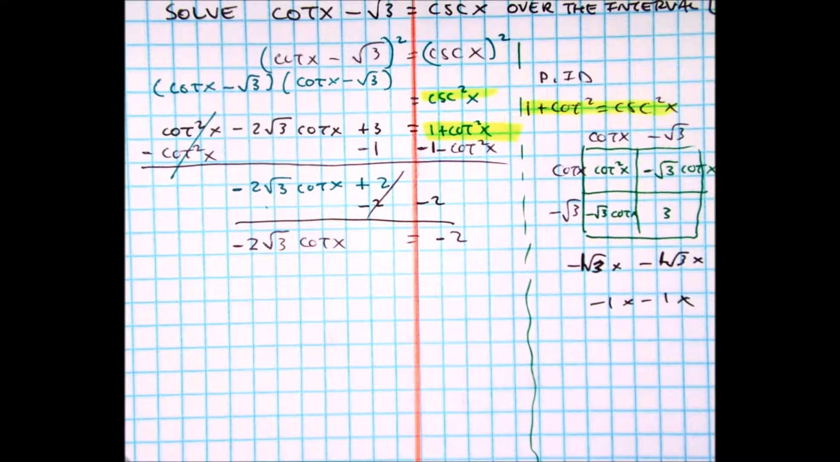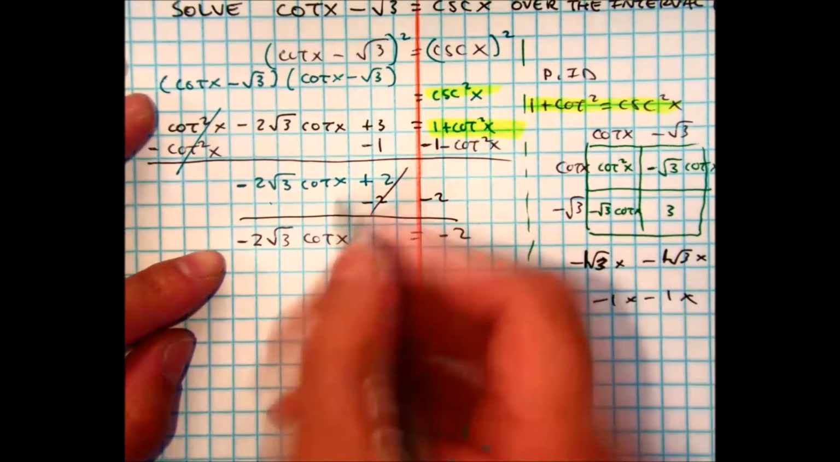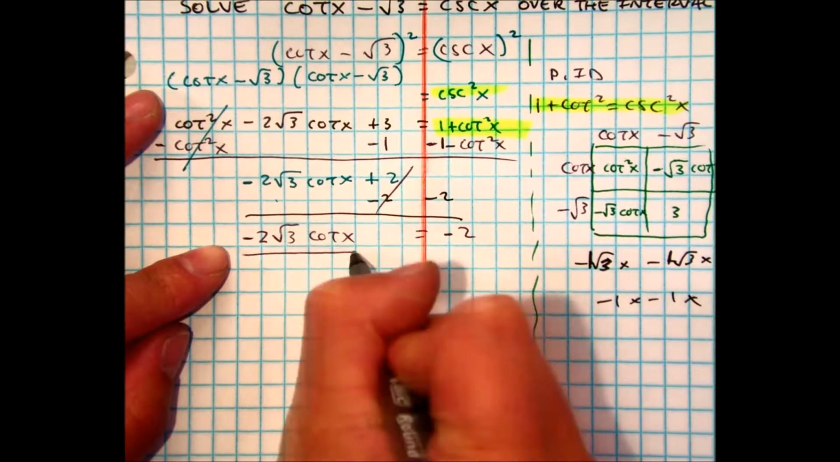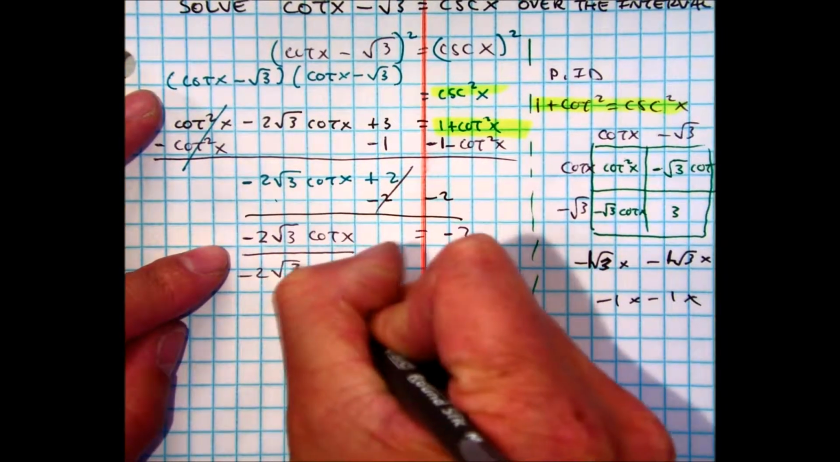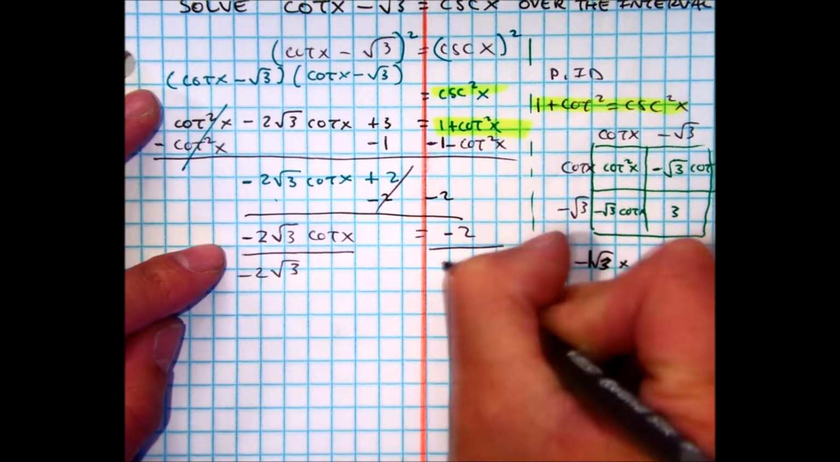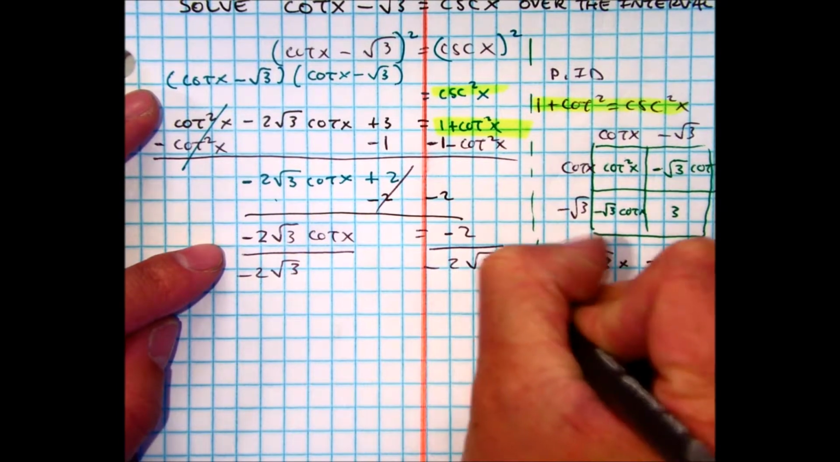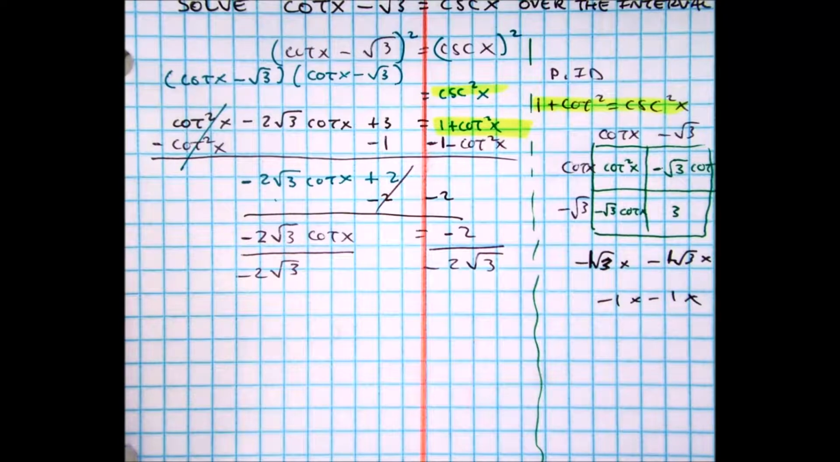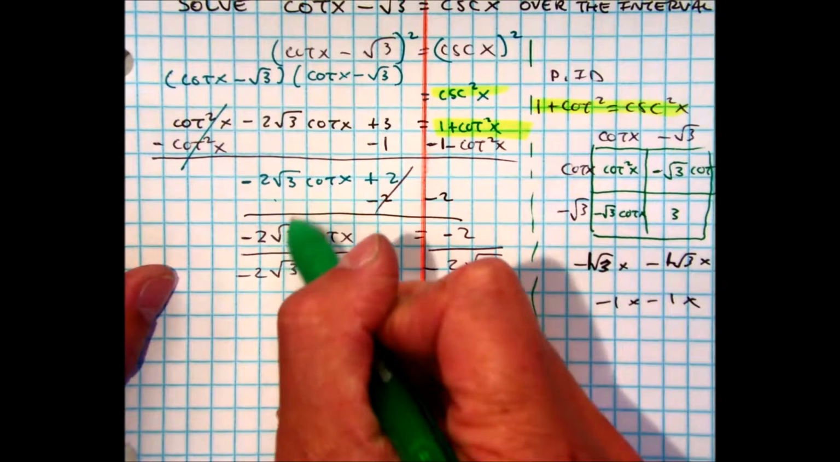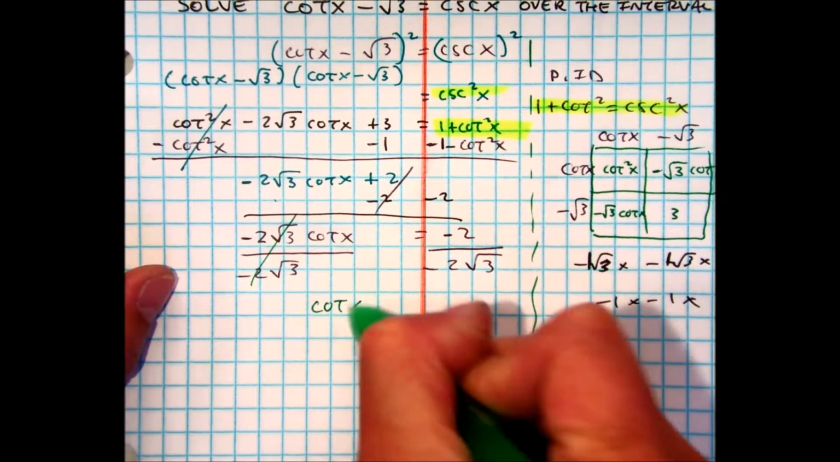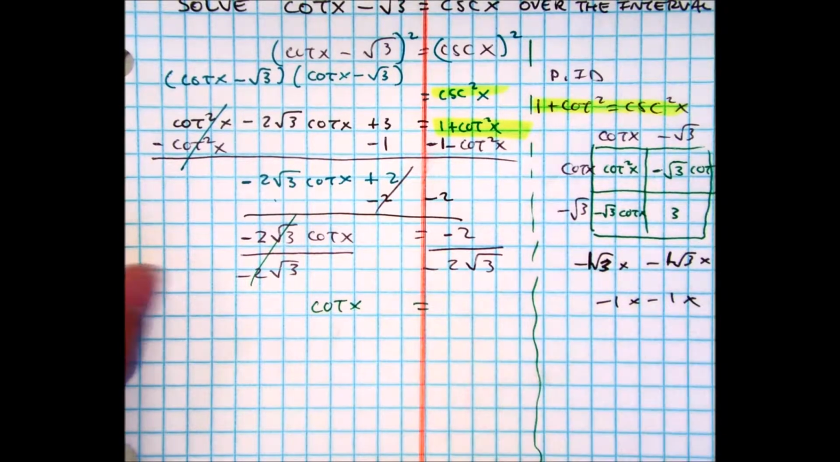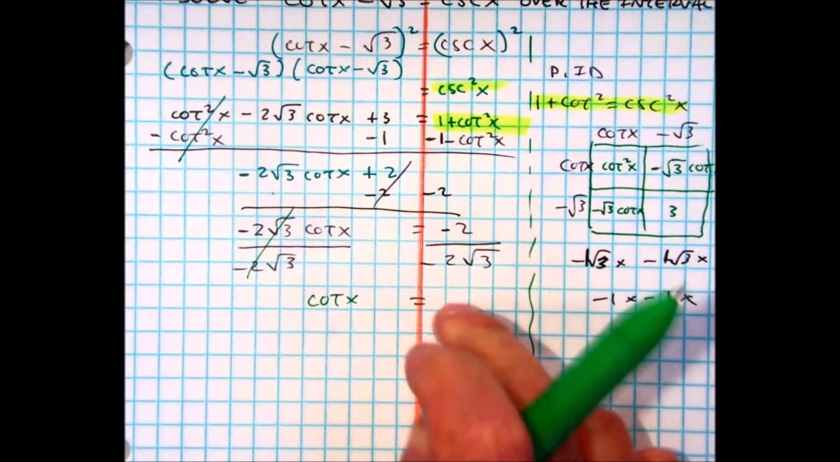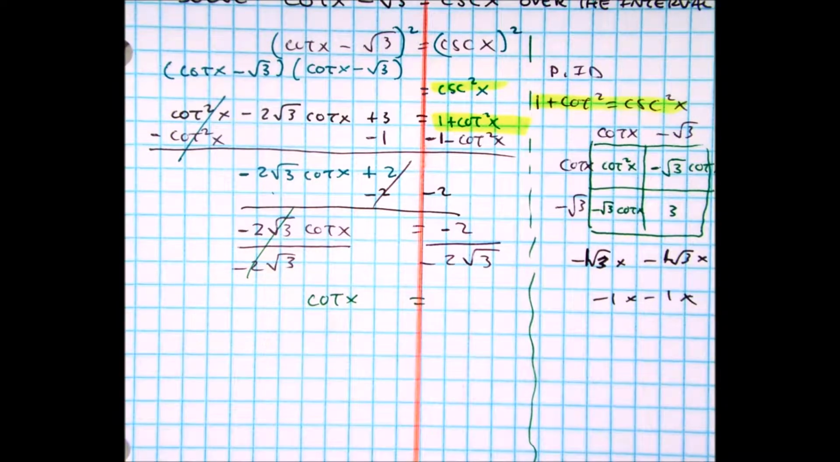Alright, so in this problem, now I'm trying to solve for x. So I'm going to divide both sides by negative 2 radical 3. These will cancel. Cotangent of x equals, on this side, think about it for a second. Let me pose a question. You'll show me your thumbs. The answer is 1 over radical 3. Show with your thumbs.